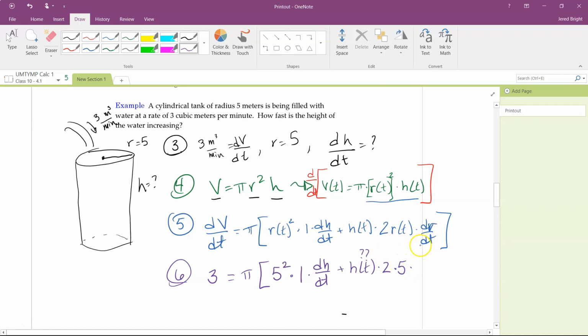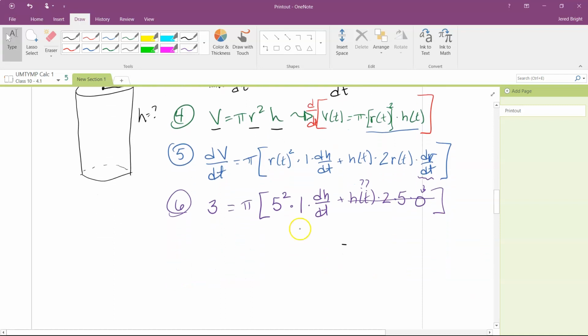Okay, so now I need to think about this, dr/dt. Is the radius ever changing as time increases? So is the radius always 5, or does it increase or decrease over time? The answer is it does not. So this rate is actually 0, okay, which is very fortunate for us because I did not know h of t, so that just allows me to eliminate that whole second term. And then when I solve for dh/dt, you can check it on your own, but I got 3 over 25 pi is equal to dh/dt.